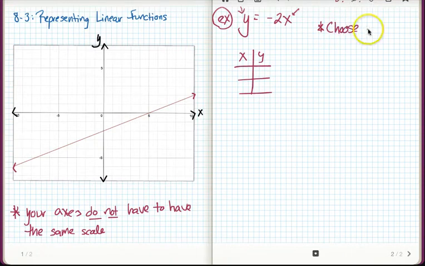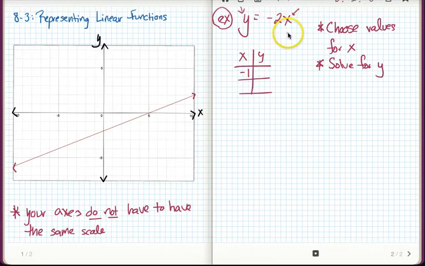Again, we are choosing values for x, and then we solve for y. We can do a lot of these in our head. If I substitute a negative 1 in for x, what's negative 2 times negative 1? Well, that's positive 2. So the ordered pair negative 1, positive 2 is a solution to this equation, because when you substitute these numbers in for x and y, you get a true statement. Does 2 equal negative 2 times negative 1? Yes, that's true. And we can do this again and again.